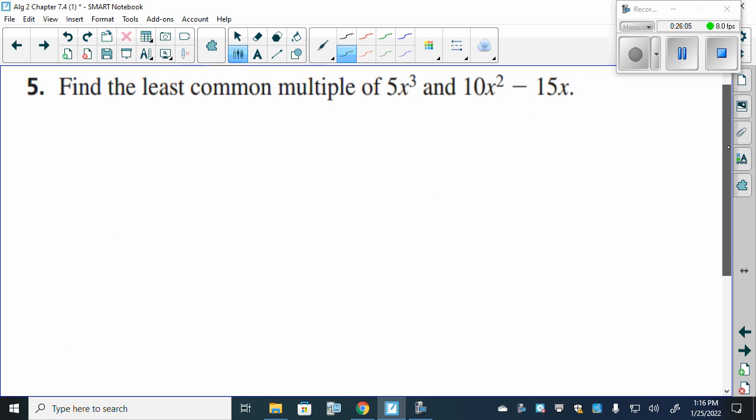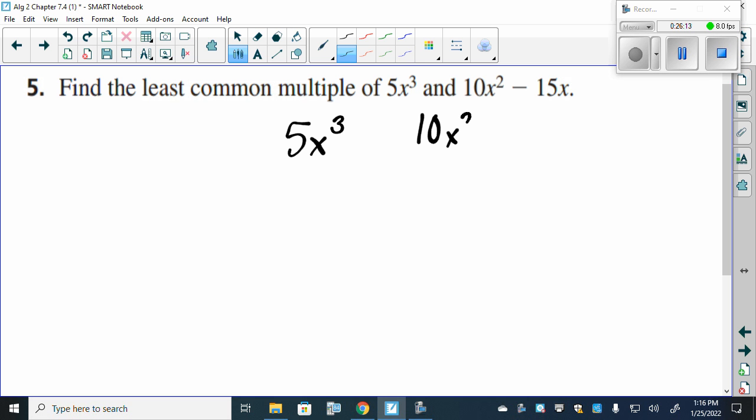Now the last one we're looking at is this one here. Find the least common multiple of 5x cubed and 10x squared minus 15x.